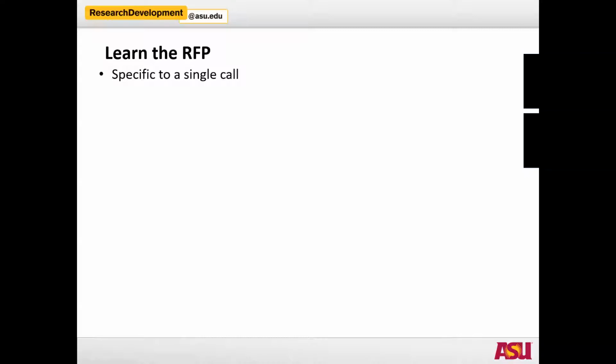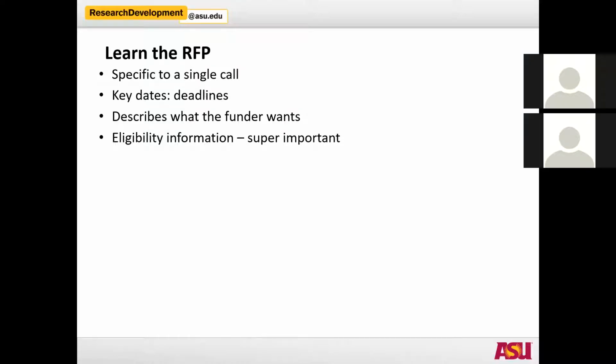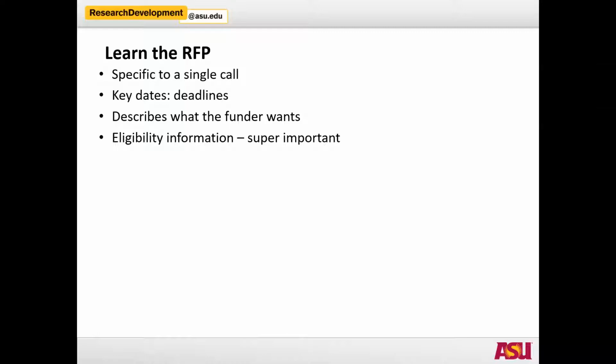Okay. So you need to learn the RFP. Each RFP is specific to a single call. So your one for coupled human and natural systems is going to be different from your one for the DEB. Your deadlines are super important. It tells you what the funder wants. It tells you if you're eligible, and that's actually super important, because it might say you can only be on 2 in one funding cycle, and that might even be just as a co-PI or senior personnel. So you want to be careful to read the eligibility to make sure you are eligible for that opportunity before you make the big mistake of putting a lot of effort into it and then finding out you're not eligible.